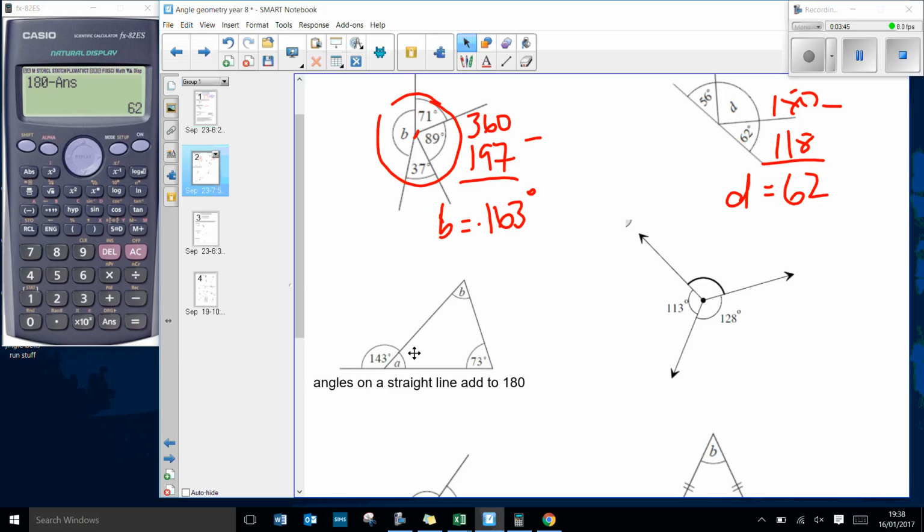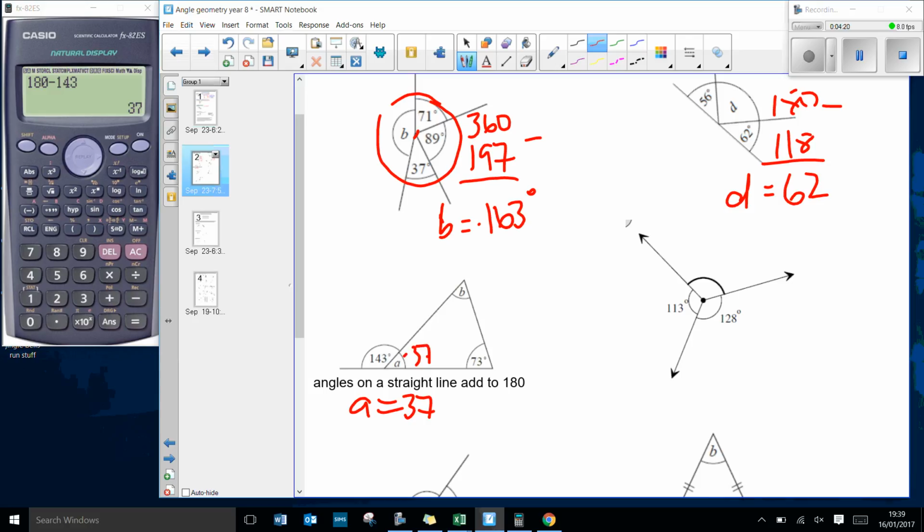So if this angle is 143, we're going to find A by subtracting that from 180. So 180 subtract 143 gives us 37. So angle A is 37. We've got two options here. Actually, no, we'll just focus on the one that we've done before. So we now know that angle A is 37.